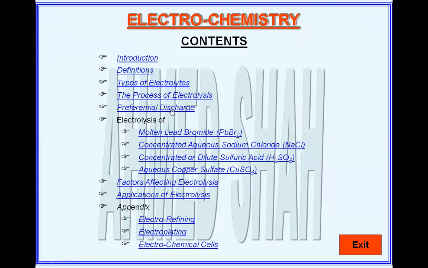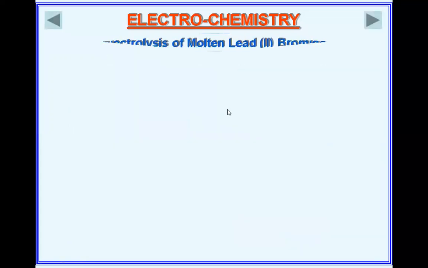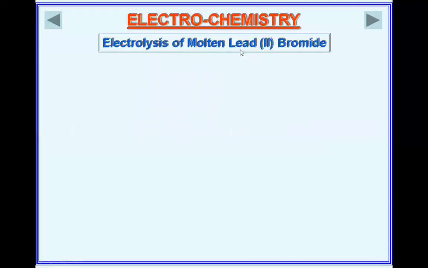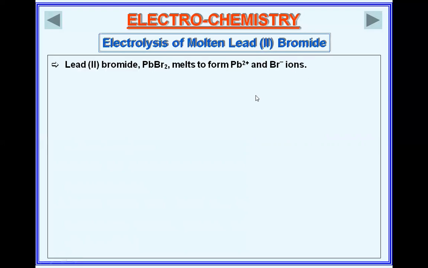Now, we have to move on. This is called preferential discharge. First, we have to discuss our molten cases. It has been discussed many times, but for the purpose of recalling, electrolysis of molten lead bromide. Compounds, whether soluble or insoluble in water, can be changed into the molten state, like molten sodium chloride or molten lead bromide. Any molten compound can be used for electrolysis.